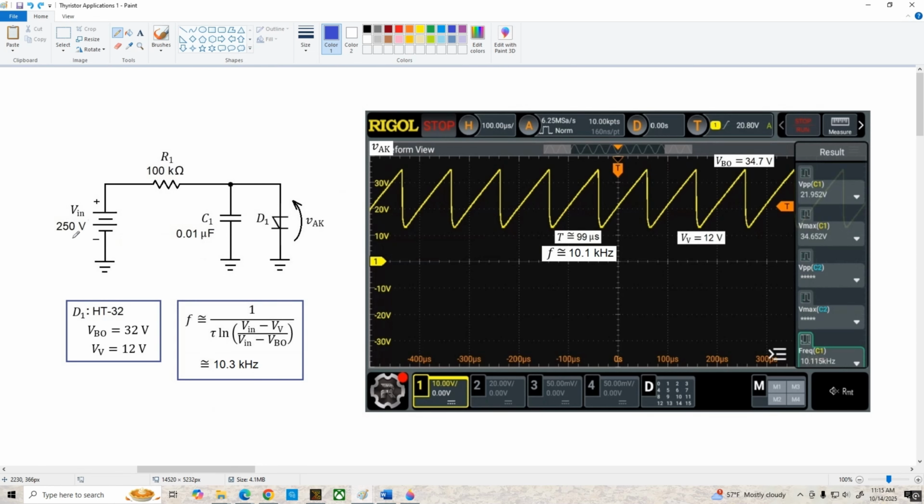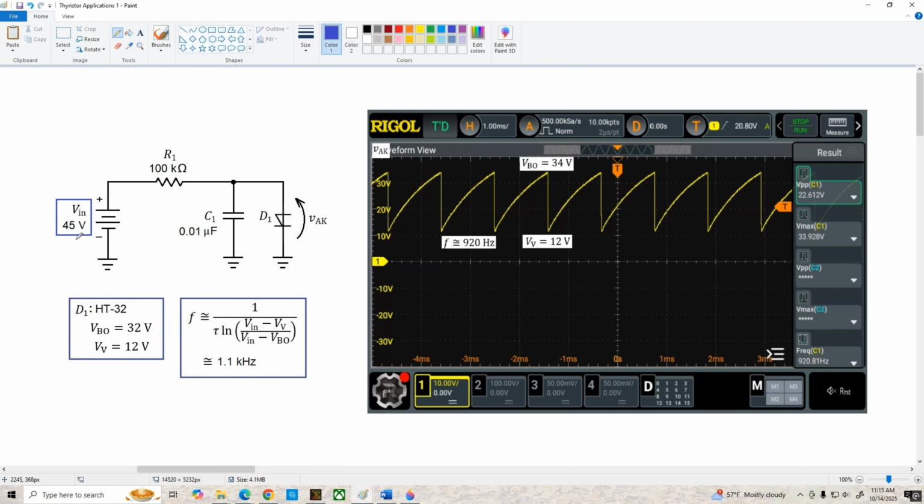Now, 250 volts is a pretty high power supply voltage, so I thought I would try this with a little bit lower voltage, and I reduced it to 45 volts, and this was the display we got. Our breakover voltage dropped a little bit to 34 volts.